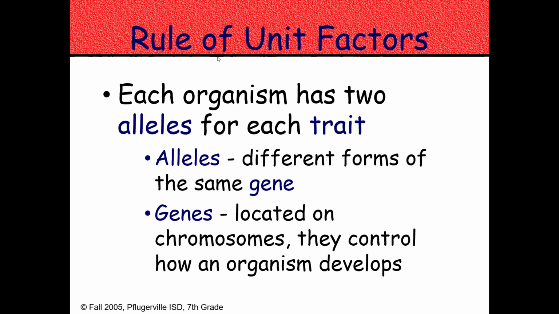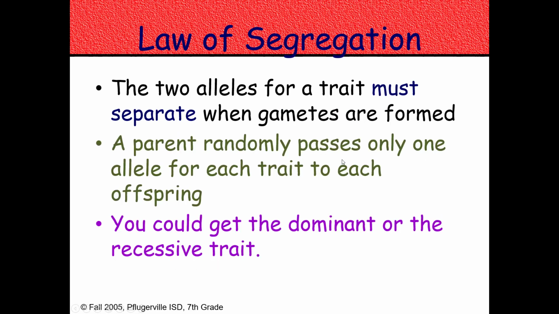So in humans, there are alleles for all the different hair colors that humans can have, and there are alleles for all the different skin colors that humans can have. These are things that humans have, but we all have different versions of them. And then genes are located on chromosomes, and each controls a single trait of how an organism develops.